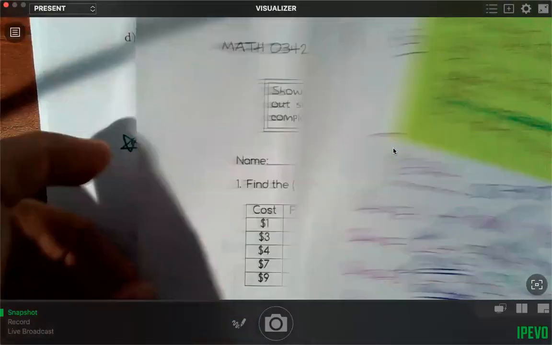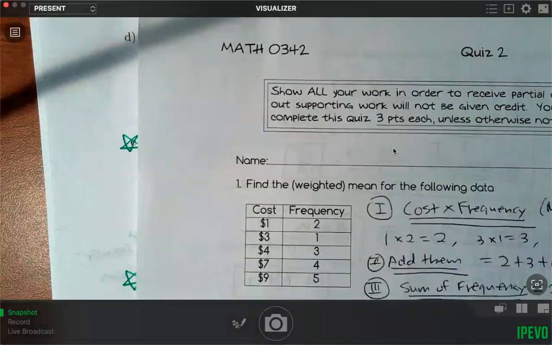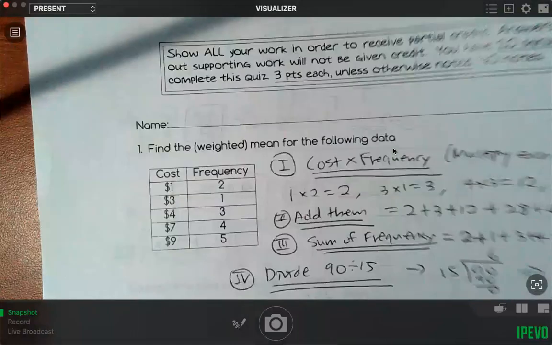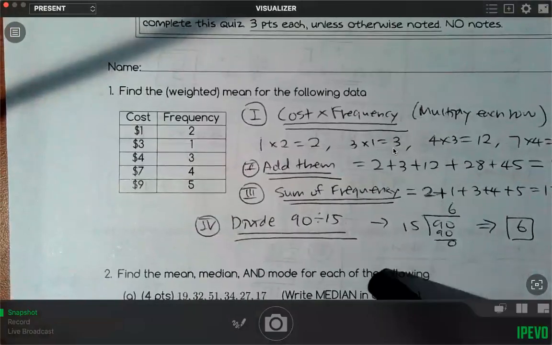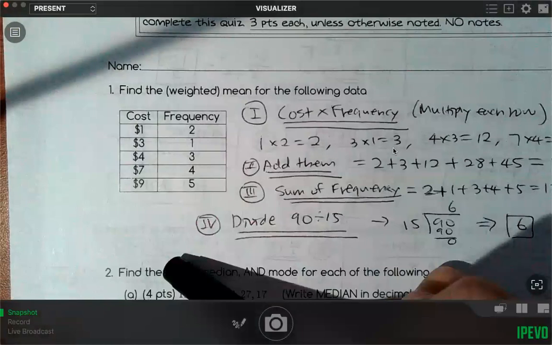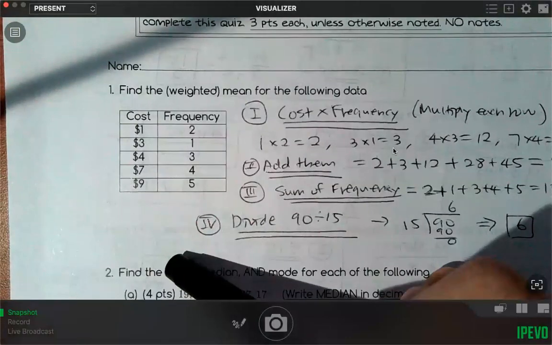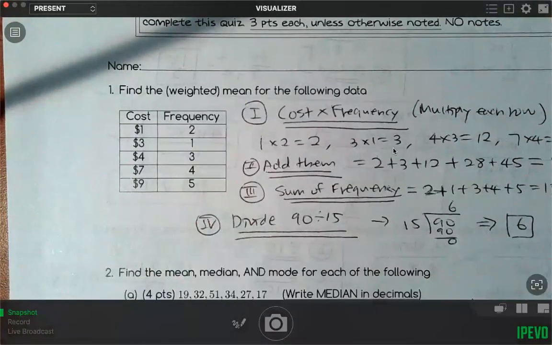Now, one thing I do want to mention about this second quiz is that many of you added the cost, which ended up at, I think, 24. That's not the right step because you have to add the frequencies, not the cost. So you have to multiply each row and then divide by the sum of the frequencies, which is equal to 15.